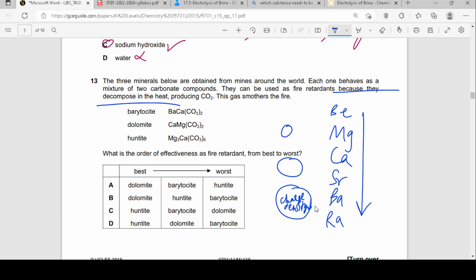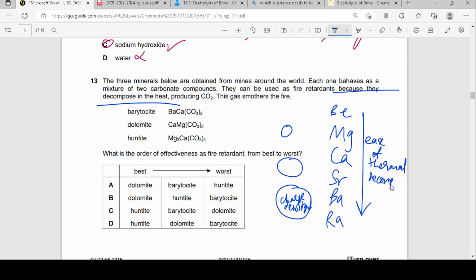Because you have the same charge, but your atomic radius has increased, which means the charge density of the cation has decreased. There is something called ion polarization, which is again an A2 concept. So it polarizes the anion less. CO3 2 minus is distorted less as the charge density decreases. As the cation becomes bigger and its charge density decreases, the CO3 2 minus anion is distorted less. So if it's distorted less, then the ease of thermal decomposition decreases down group 2.